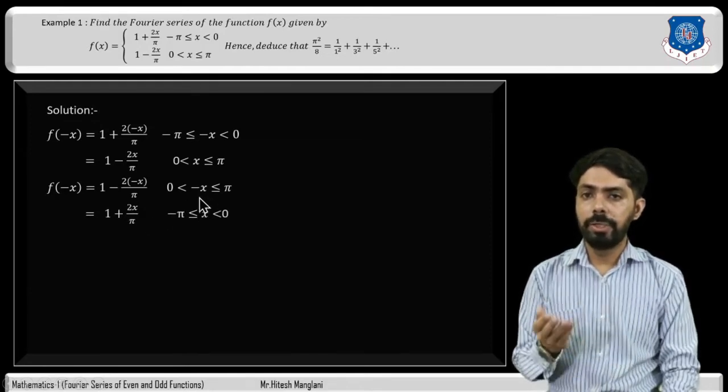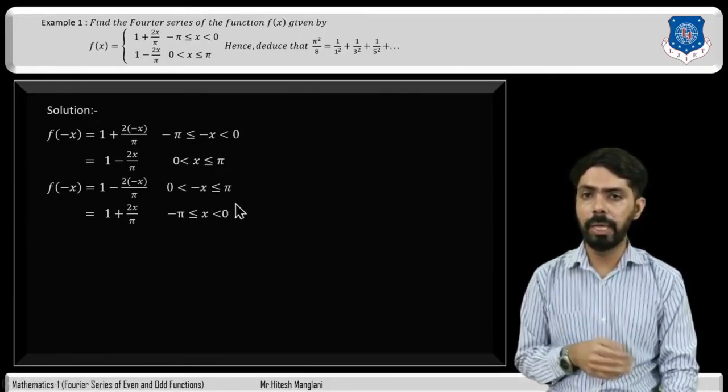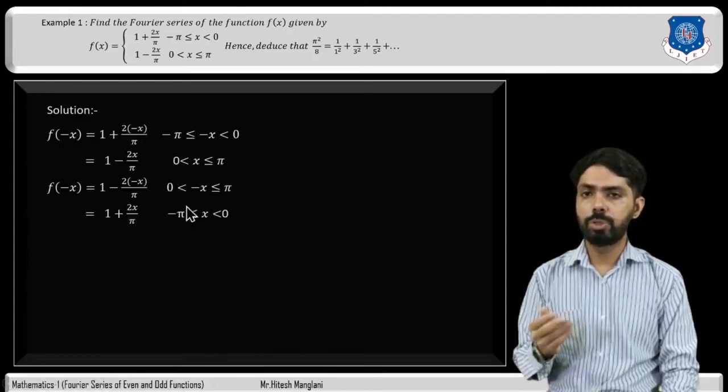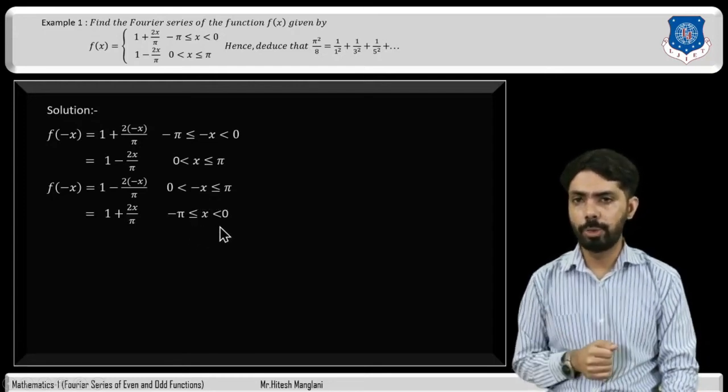But this is the interval of minus x, and we will have to find the interval of x. So multiplying by a negative sign, it will be 0 greater than x greater than or equal to minus pi, because whenever we multiply by a negative sign, the inequality is changed. So it can be written as minus pi less than or equal to x less than 0.